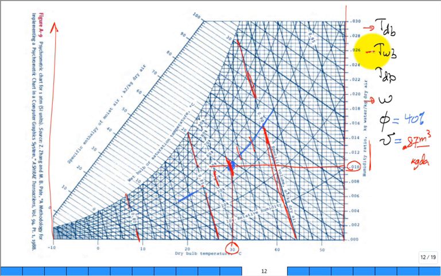The wet bulb. Lines of constant wet bulb temperature are sloped like this. Does that make sense? So, you take a look. What do you think about this wet bulb temperature? Looks like it's around 19.5, 20 degrees C. So the wet bulb for this was around 20 degrees C.